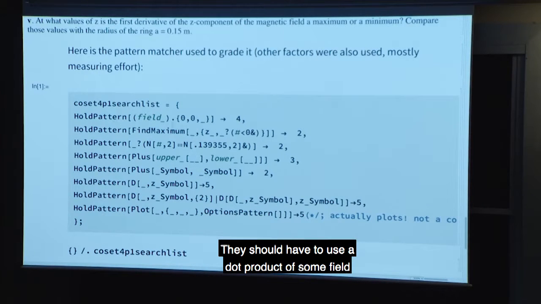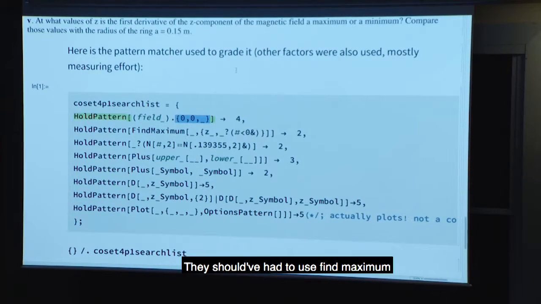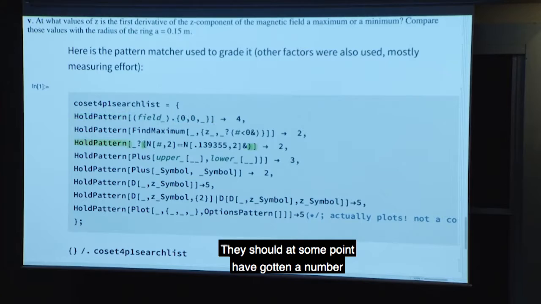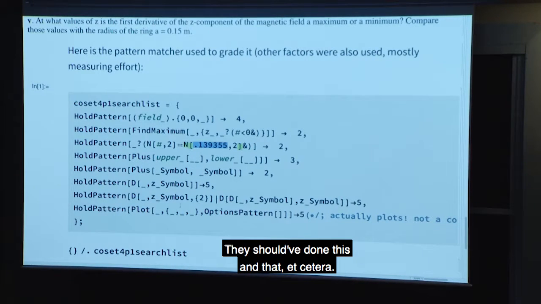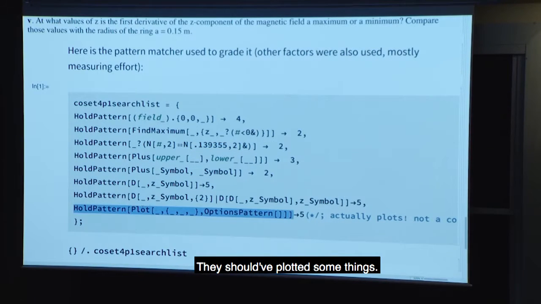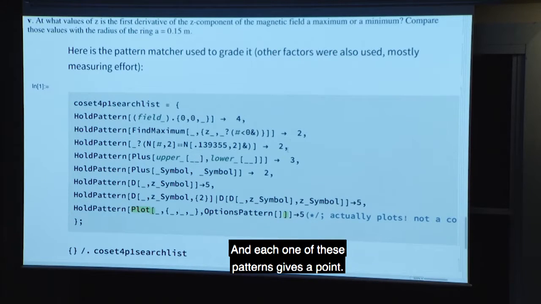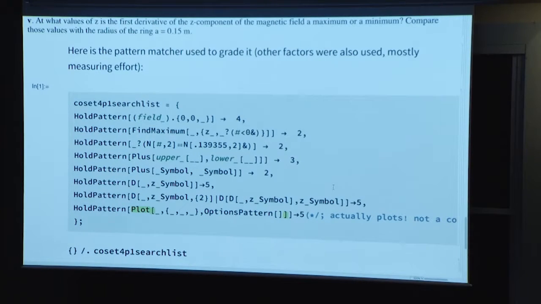They should have to use a dot product of some field with a z vector, just in the z direction. They should have had to use find maximum to find that maximum in part 4. They should at some point have gotten a number equal to this number, which is the answer to part 4. They should have added some things together, done this and that, etc. They should have plotted some things. And each one of these patterns gives a point.